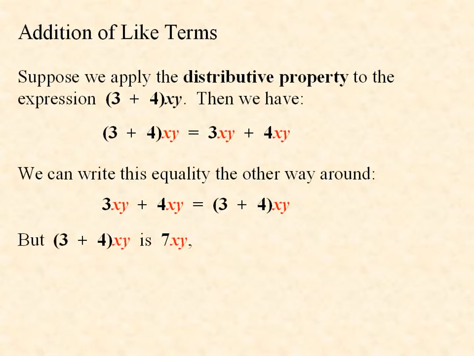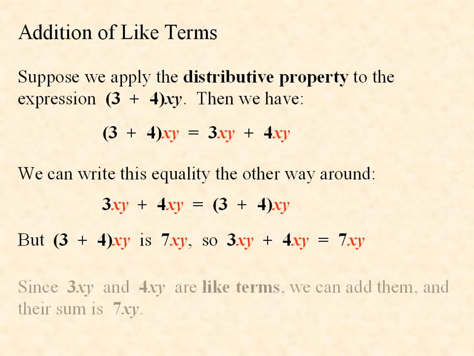But 3 plus 4 is 7, and we do parentheses first. So 3 plus 4 in parentheses xy is the same as 7xy. Therefore, 3xy plus 4xy must be 7xy. Since 3xy and 4xy are like terms, we can add them, and their sum is 7xy. It's kind of like saying 3 apples plus 4 apples gives 7 apples.